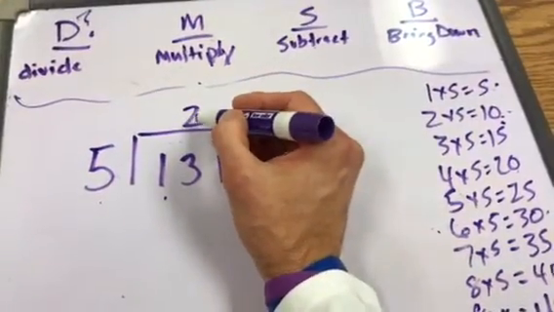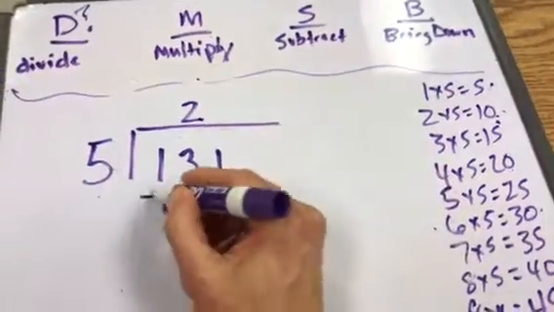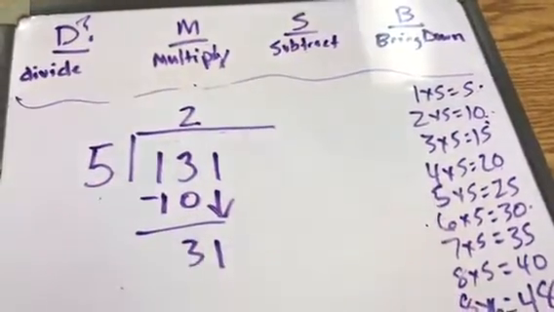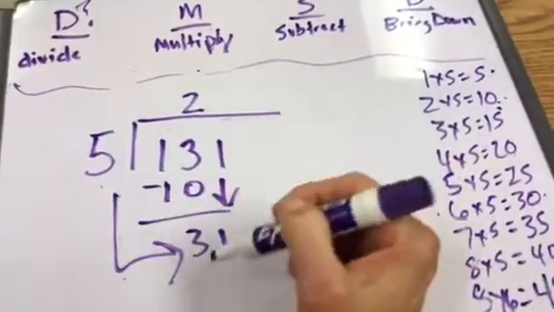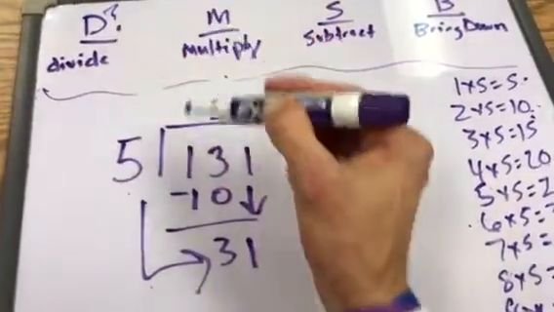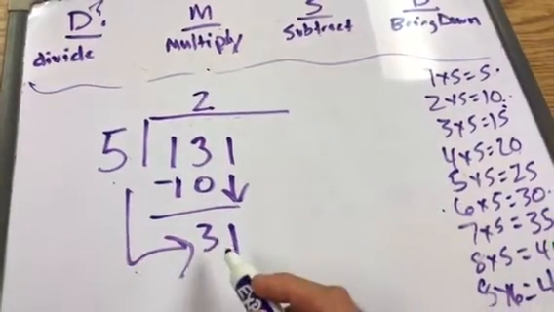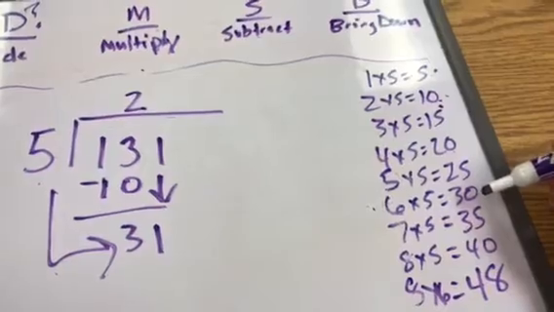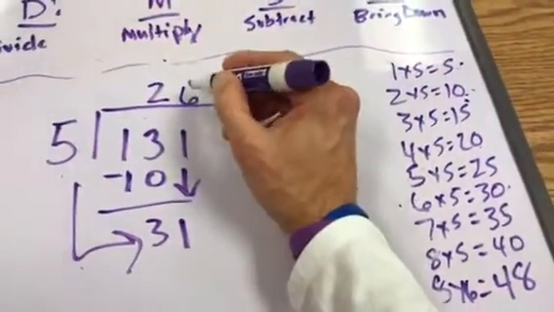Next step is multiply. 2 times 5 is 10. S is subtract. We subtract, we get 3, and then we are to the B, bring down, and we bring down the 1. And then, to help us remember, we're going to draw that arrow there, and we're back to the top of the cycle again, dividing, asking the question, how many groups of 5 can you take out of? And I follow my arrow, 31. Come over here, and I see I can get very close. I can get 6 times 5 is 30. So 6 goes above the 1.